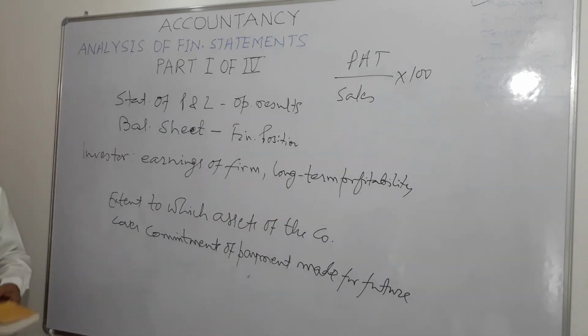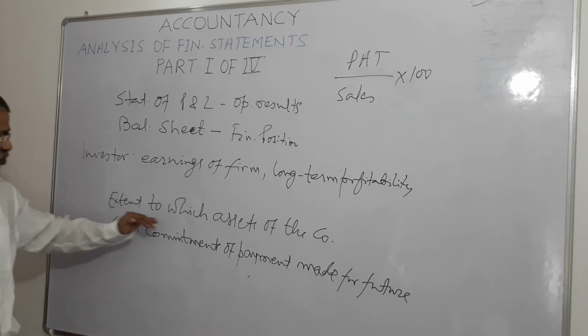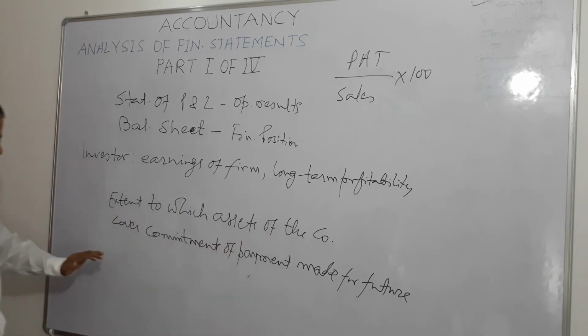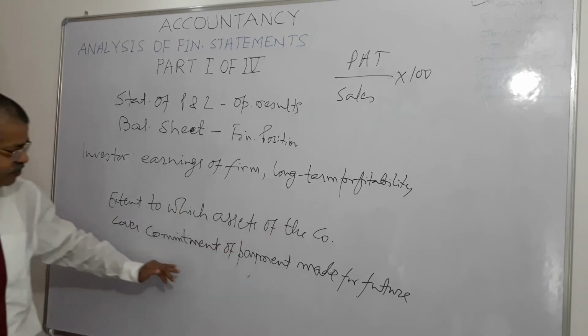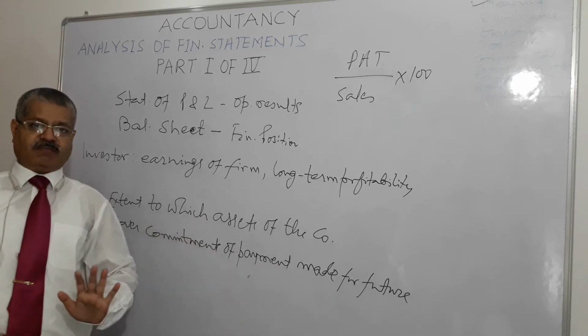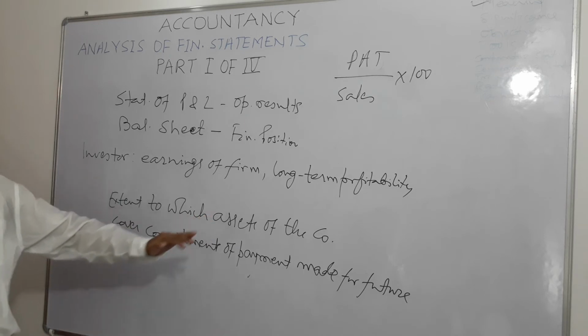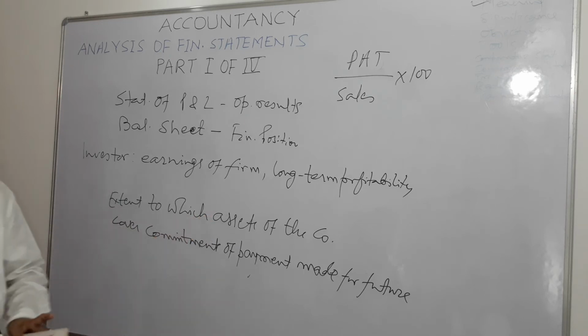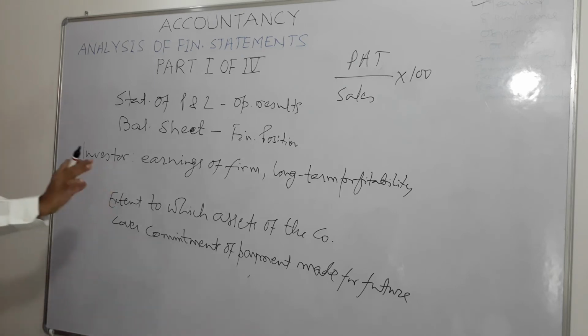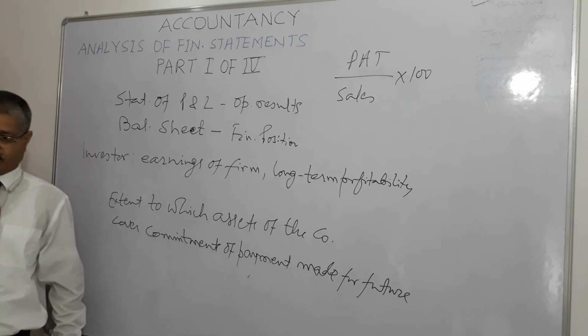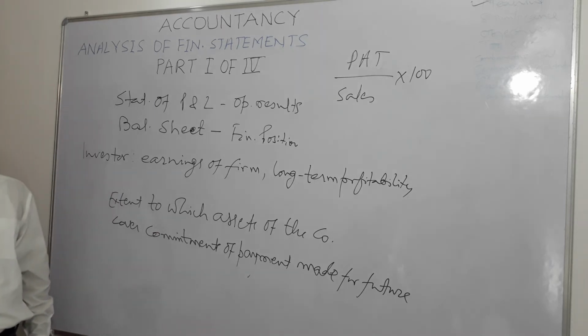What is solvency? It is the extent to which the assets of the company cover commitments of payments to be made in the future, meaning liabilities. To what extent the assets of the company cover the liabilities of the company. So lenders will be interested in knowing the profitability, continued existence, survival of the company, and solvency, right? Because they have lent for the long term, 3, 5, 7, 10 years.